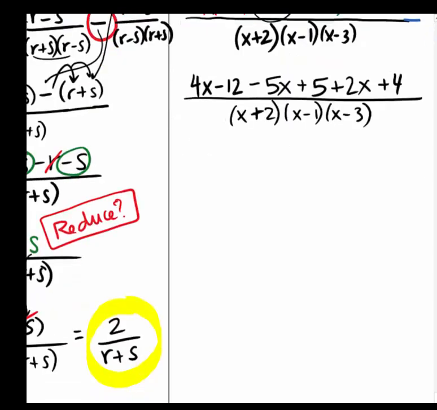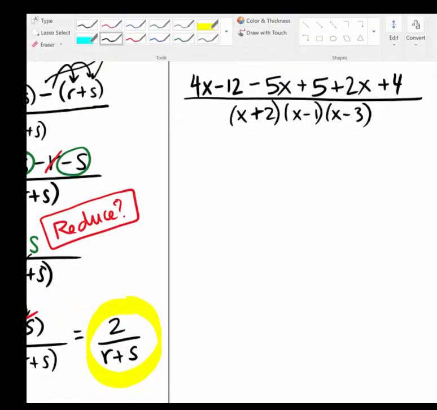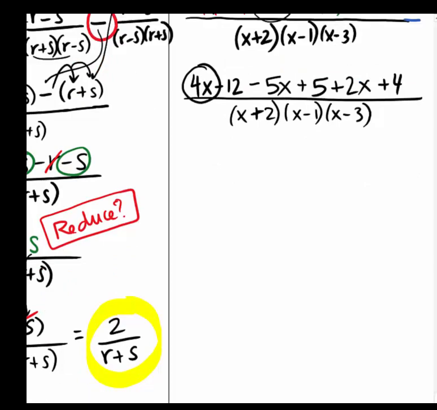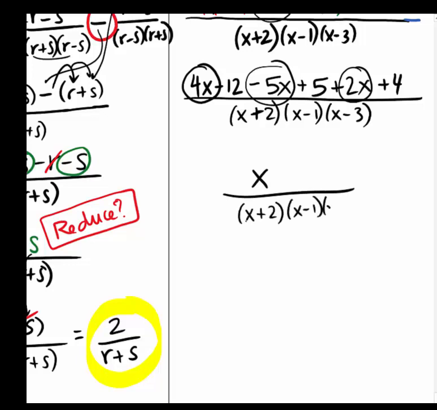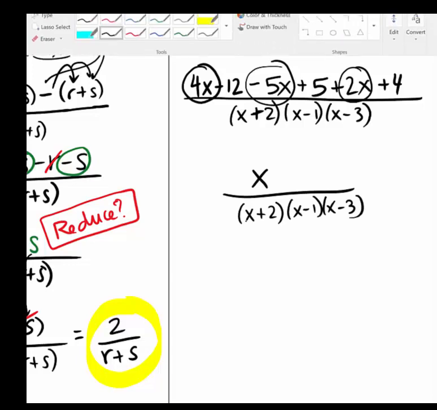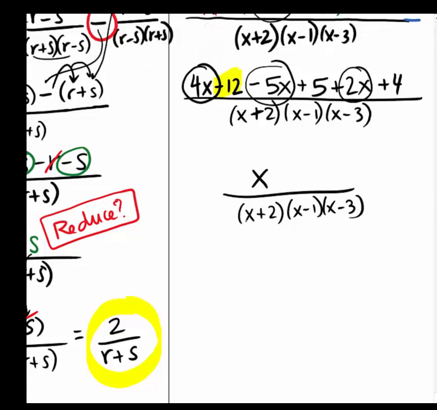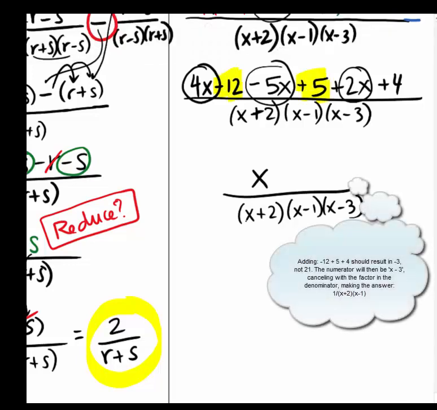Now the numerator has a lot of like terms. What do we have here? 4x minus 5x plus 2x. 4x minus 5x is negative x, and negative x plus 2x is just x. I'm just going to write the denominator now, since I know it's not going to change. Now the constant terms. Where are my constant terms? 12 plus 5 is 17, plus 4 is 21. There it is, plus 21.